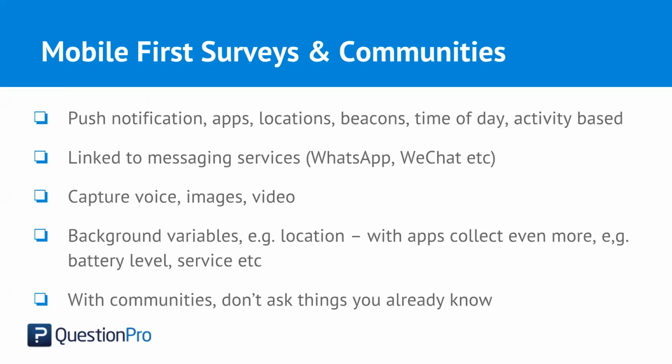We're going to capture a lot more voice, images, and video. And because we have an ongoing relationship in a community, we're going to handle some of those tricky little permission things, which are getting everybody excited at the moment. Background variables, the locations. With the apps, we can get a lot more information, battery levels, services, etc. One of the key things about using a community is we don't ask things we already know. So the more things we learn passively, interactively, collaboratively, the shorter we can make all the tasks going forward.